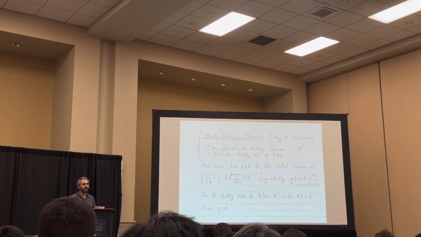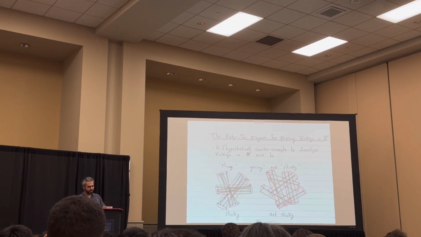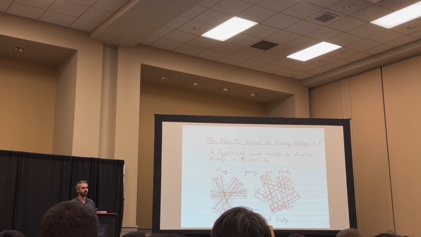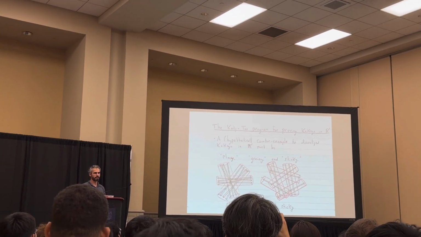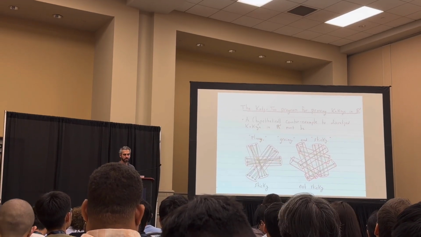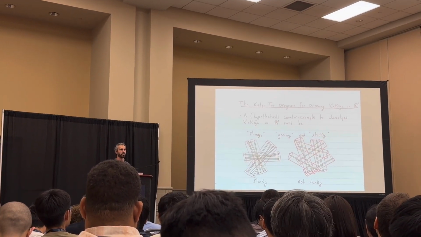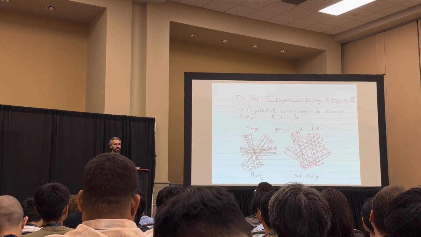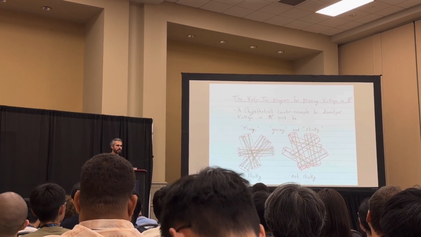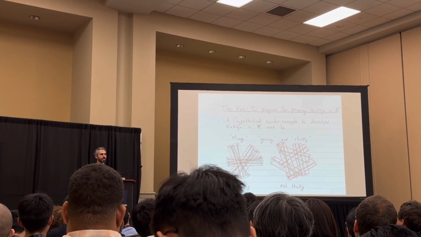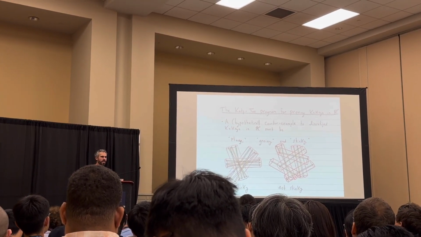Okay, so maybe I'll back up. The Katz-Tao program for proving Kakeya in R3, step 1 was to say, okay, imagine you have a hypothetical counterexample to the discretized Kakeya set conjecture in R3. That counterexample has to have these properties of planiness, graininess, and stickiness. And this was an idea that Katz and Tao thought about for a while following the Katz-Tao proof, in the early 2000s.